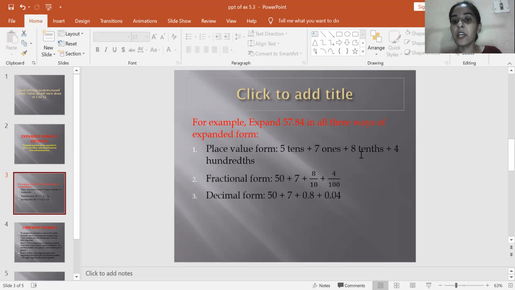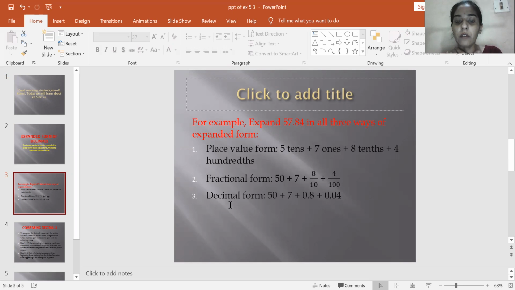Now we change 8 tenths into fractional form. Yes, class. So how can I write? I write 8 by 10. So this is 8 tenths. Now 4 hundredths. How can we write it in fractional form? Like 4 by 100. So it is 4 hundredths.